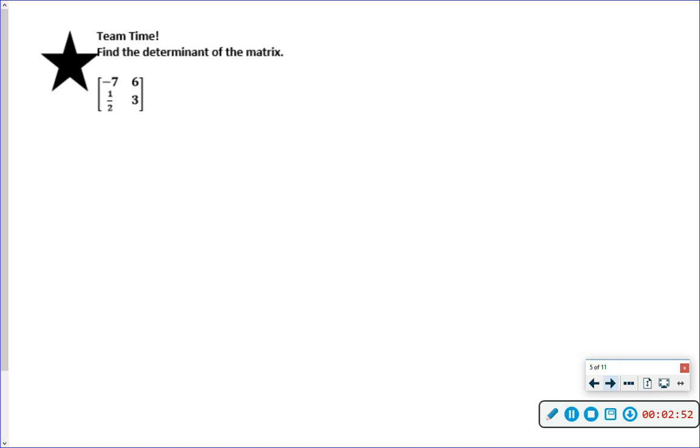A little mental math. Try it without your calculator. Thursday, 8th hour. Do what you gotta do.